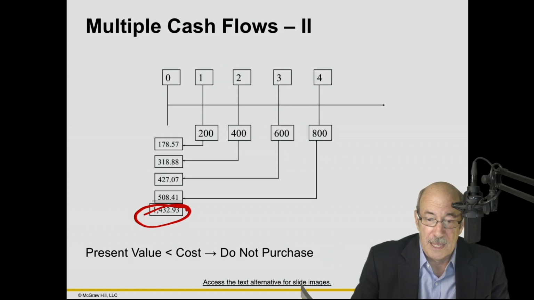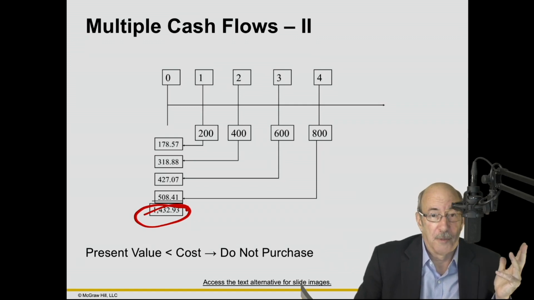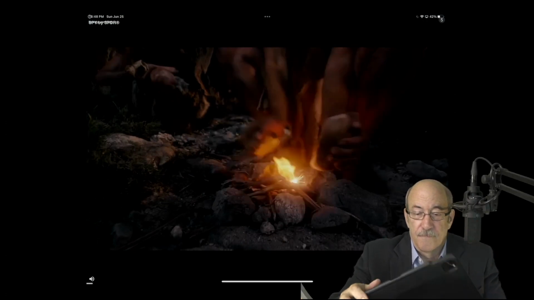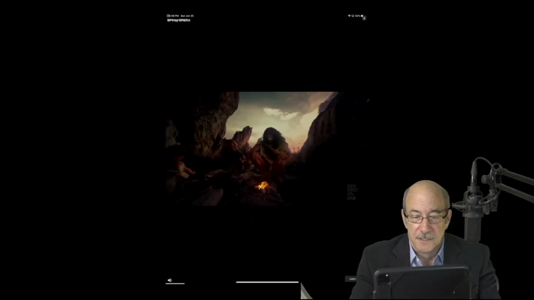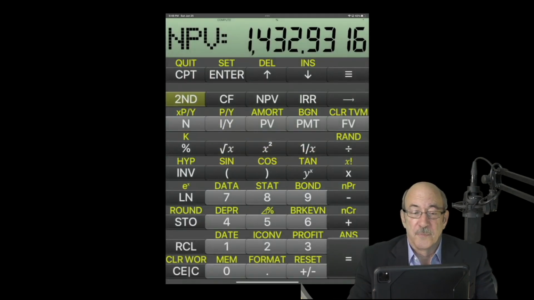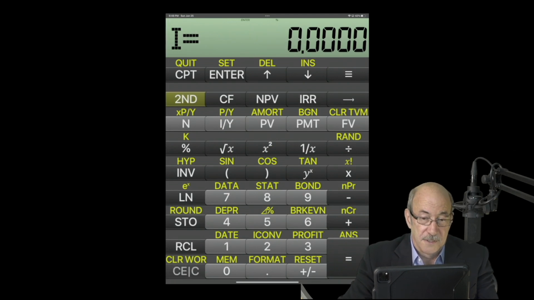Now, you might ask, how do I do that on my calculator? Good question. I'm getting an ad. Give us a second here, and hopefully that ad will disappear. There we go. Let's clear this out and get back to our cash flows.